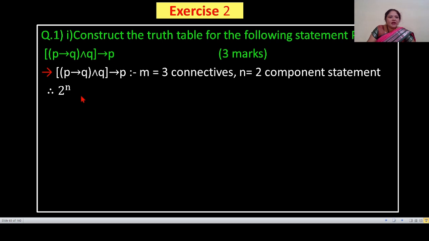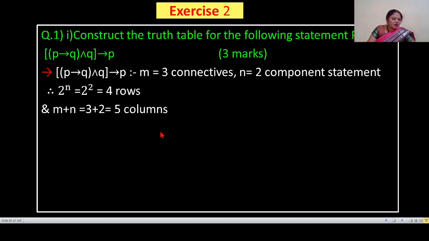Therefore 2 raised to N equal to 2 raised to 2 equal to 4 rows and M plus N equal to 3 plus 2 equal to 5 columns. You only have to prepare the truth table. You don't have to write M, N, number of rows, number of columns. But to understand, we write M, N, number of rows and number of columns.